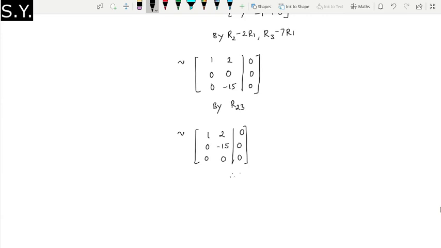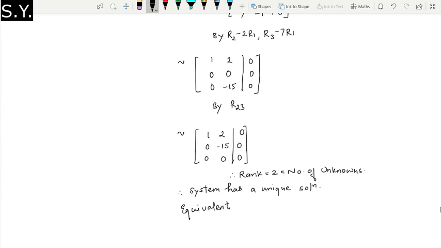So therefore our rank is 2, which is equal to number of unknowns, right? So therefore our system has a unique solution. Equivalent system is, let us solve the equivalent system. Since system has a unique solution, we are not supposed to use the parameters, right?